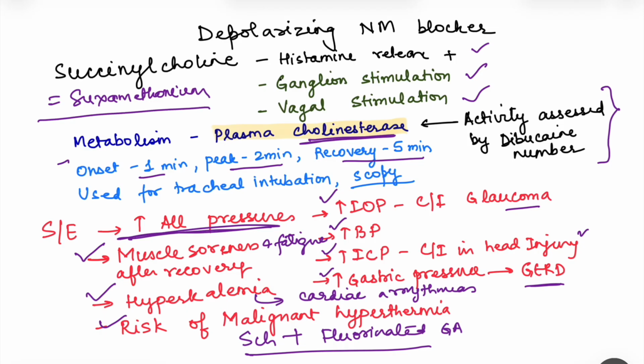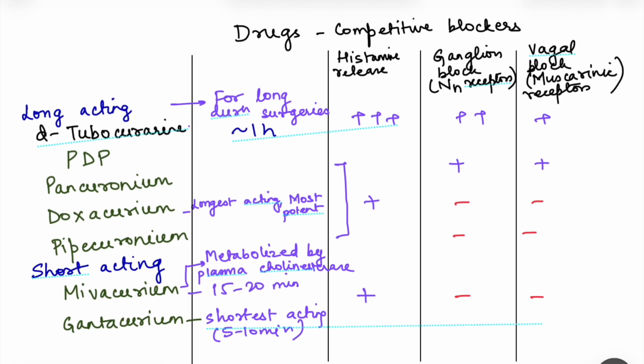And even though it is short acting, we have seen before that if there is pseudocholinesterase deficiency, that is the butyrylcholinesterase deficiency, then it can have prolonged action and then it can go into phase 2 block, and we have to be ready for the ventilatory support as well, right? Moving on to the competitive blockers. So in competitive blockers, depending on the duration of action, we have long acting drugs, short acting drugs and intermediate acting drugs. So in long acting, we have the prototype drug, that is D-tubocurarine.